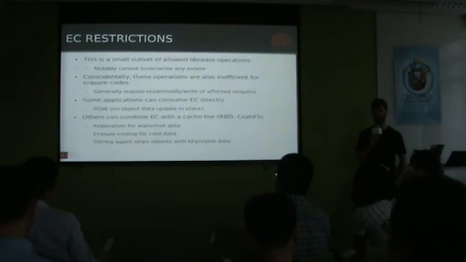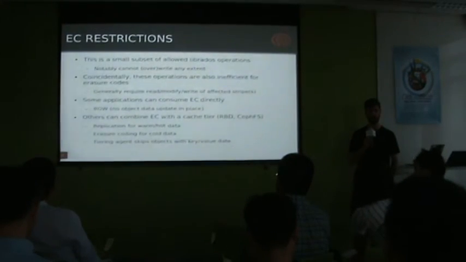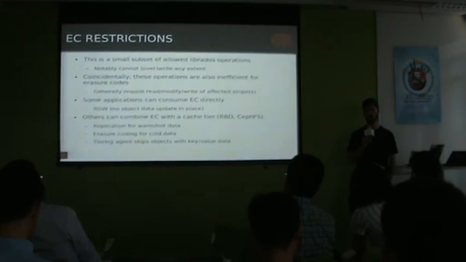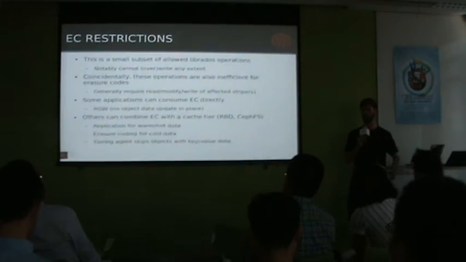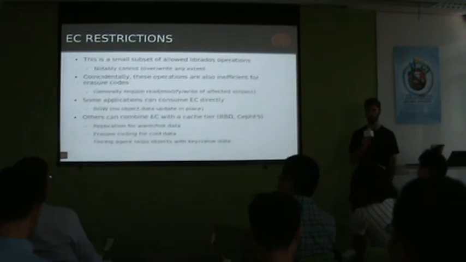RADOS GW, if anyone's familiar with the way it works, mostly writes out write once. It appends to the new data objects, and then only ever reads from them. It never overwrites those objects. So those objects can live directly on an erasure coded pool, so long as the bucket indexes are placed on a replicated pool, which makes sense. There are lots of systems that use replication for their metadata, and then erasure coding for the data.